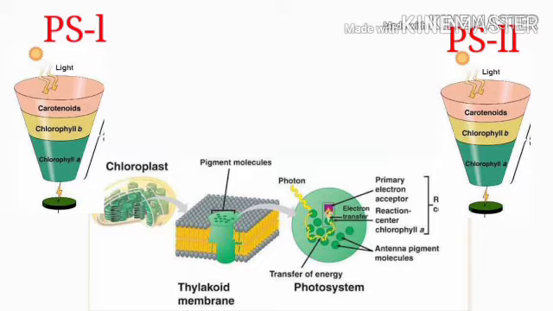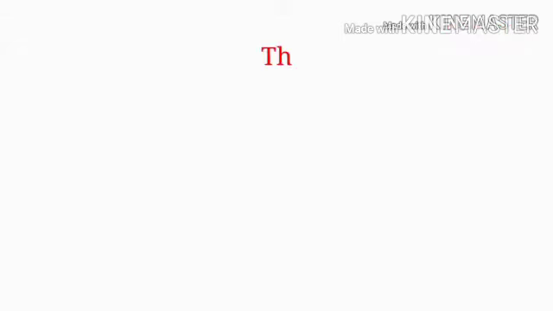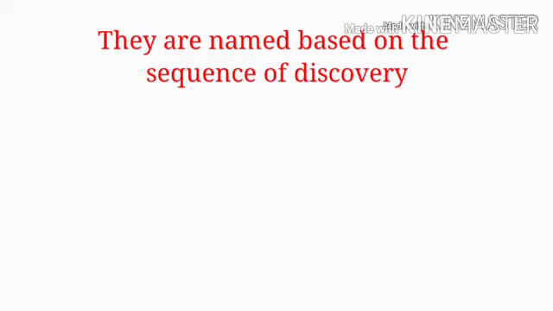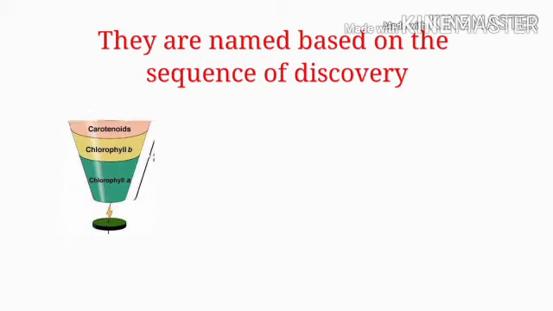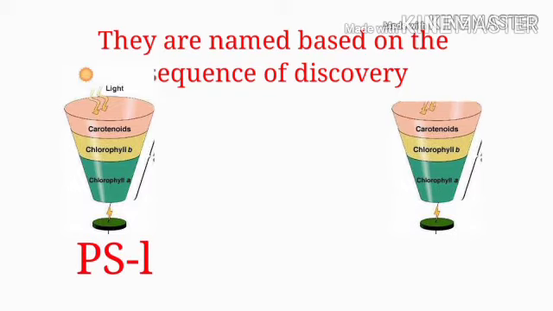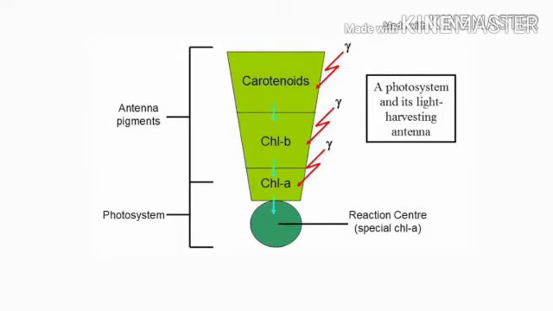These pigments are arranged to form photosystem 1 and photosystem 2, which are located in the thylakoid membrane. These photosystems 1 and 2 are named on their sequence of discovery. That means photosystem 1 was discovered first and photosystem 2 was discovered second. Photosystems are made up of two parts, antennae and reaction center. Antennae is formed by accessory pigments. Reaction center is formed by chlorophyll A.